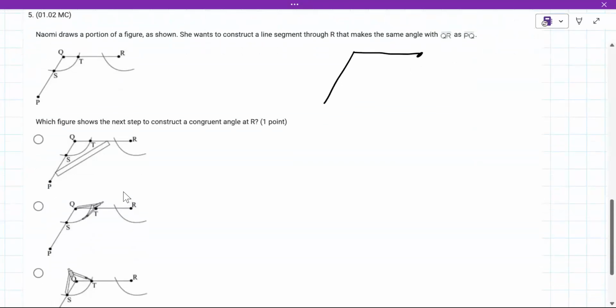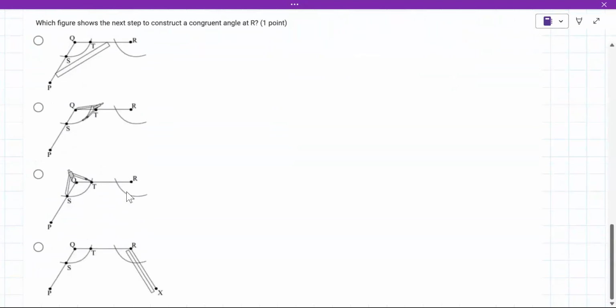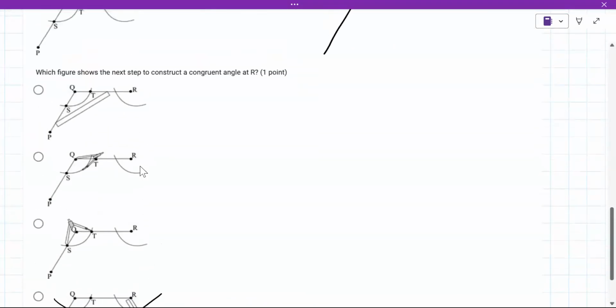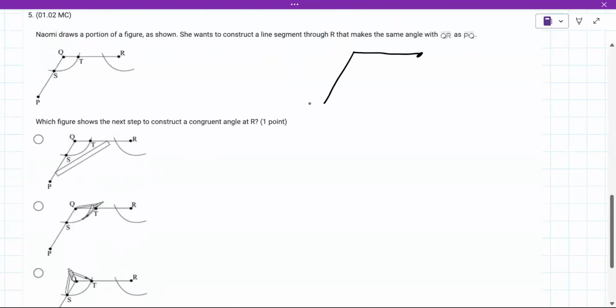So let's see here. We can get rid of some, like you're not using the ruler quite yet. You do use the ruler to connect points. But you would normally swing an arc like that, which is what's already been done from S to T. And then you would swing the same arc, which is what they've done there. Then you would go to point S and swing an arc at T. So we're looking for something like that.